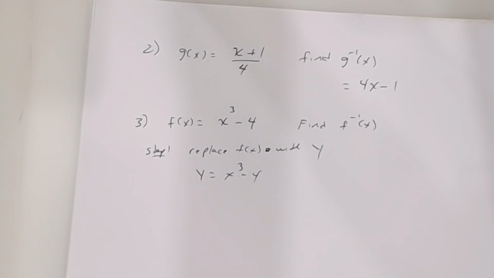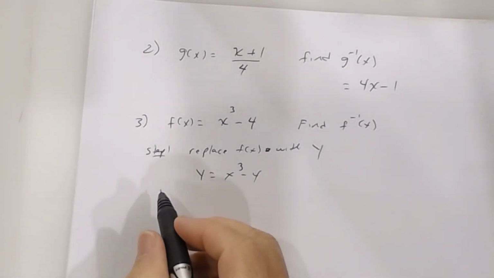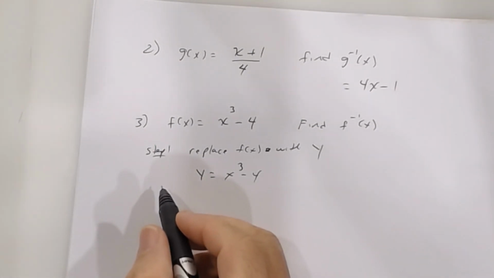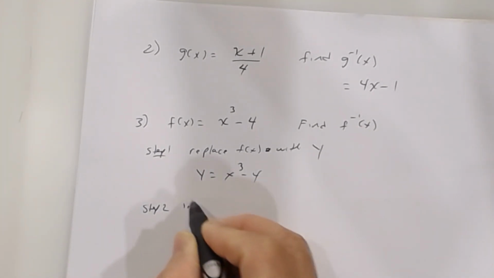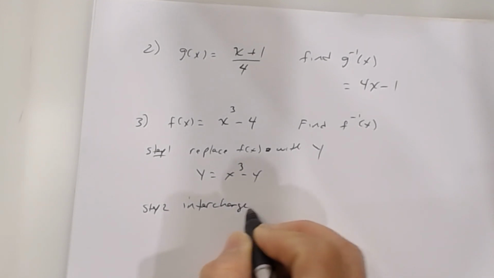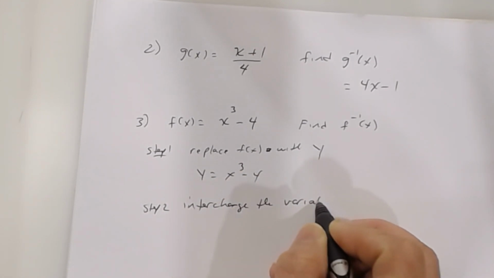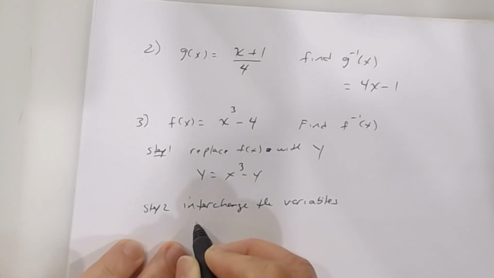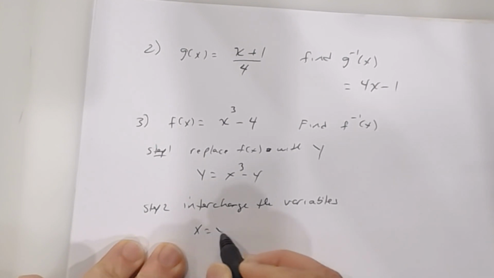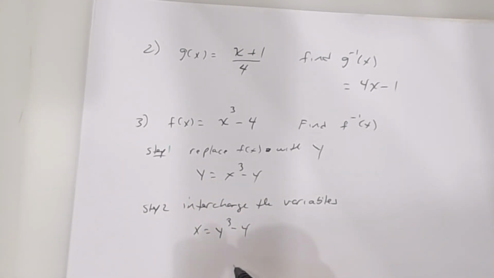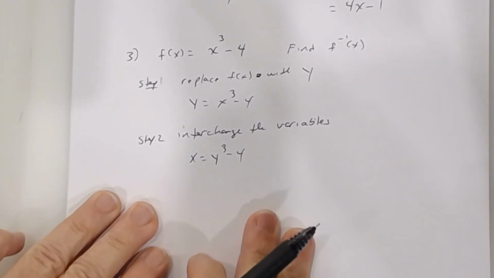So y becomes x and x becomes y. So step 2 is where you're going to replace x and y. You're going to interchange the variables. So then, instead of having y equals x cubed minus 4, you're going to have what? X equals y cubed minus 4. Yep. And then a couple more steps and you're done. The next step is to solve for y.